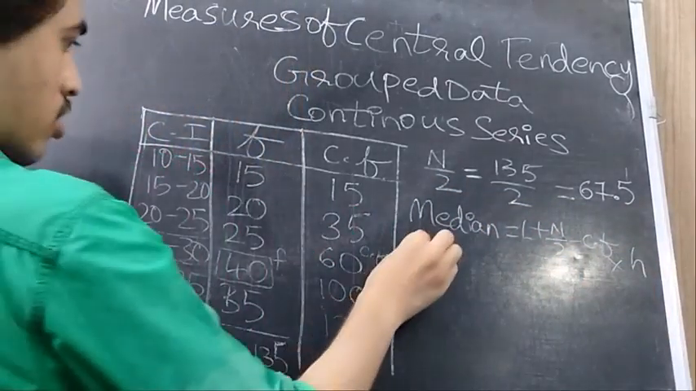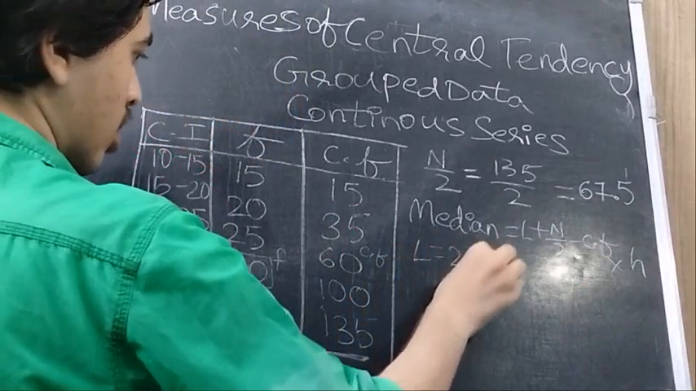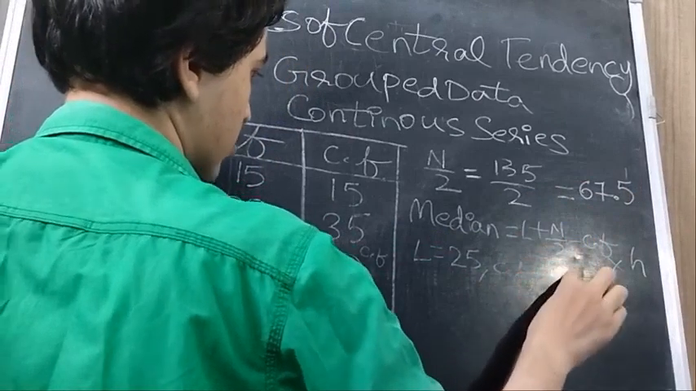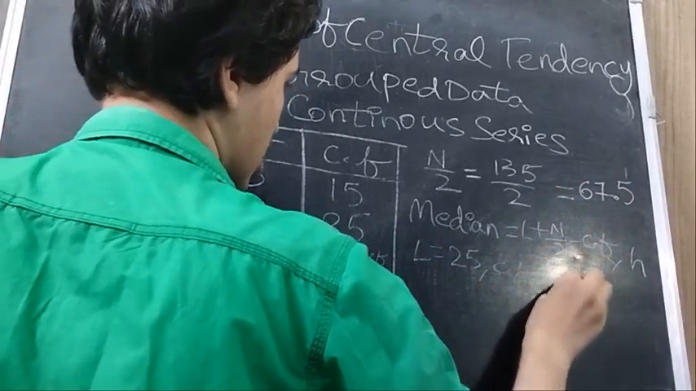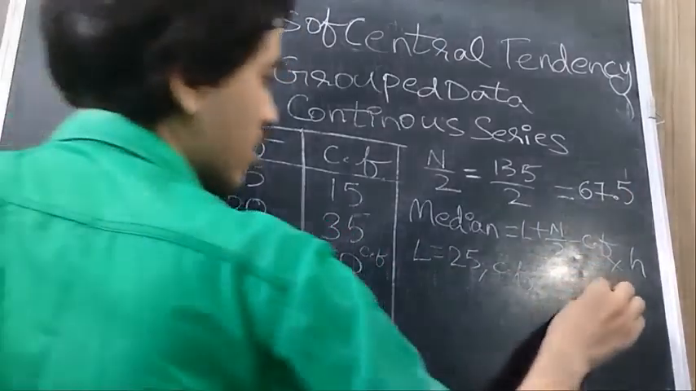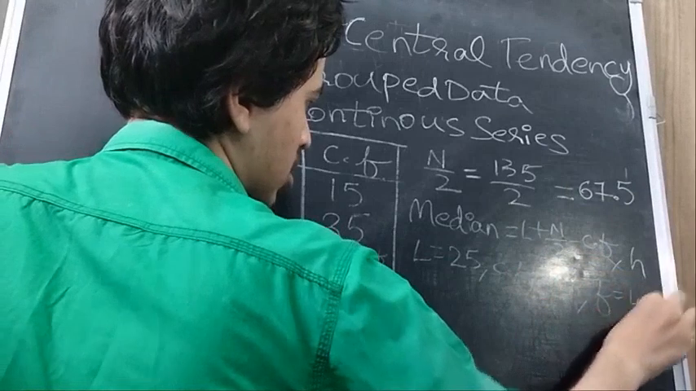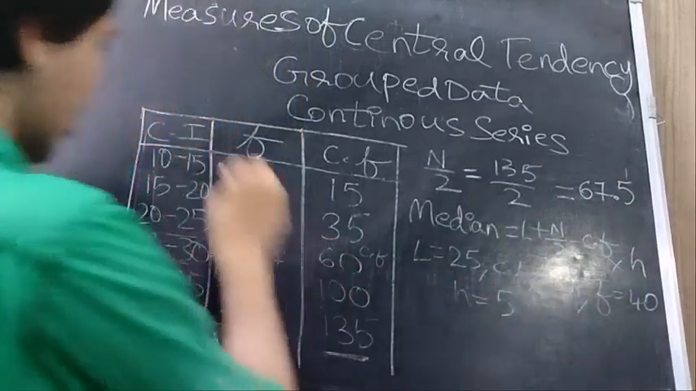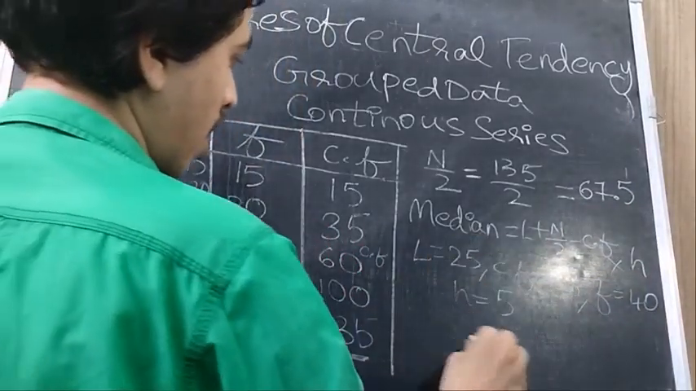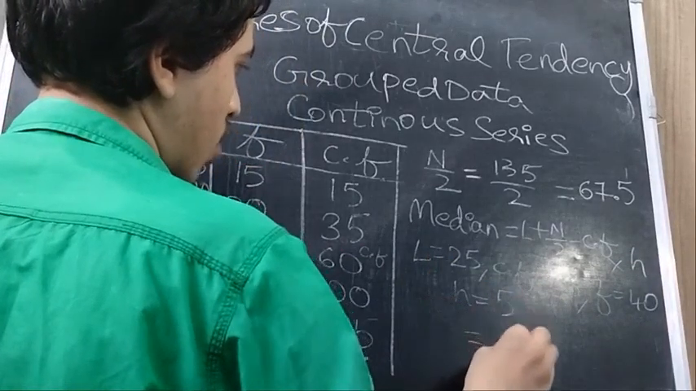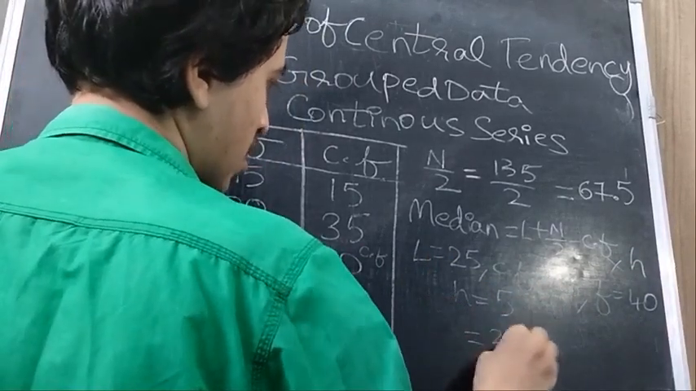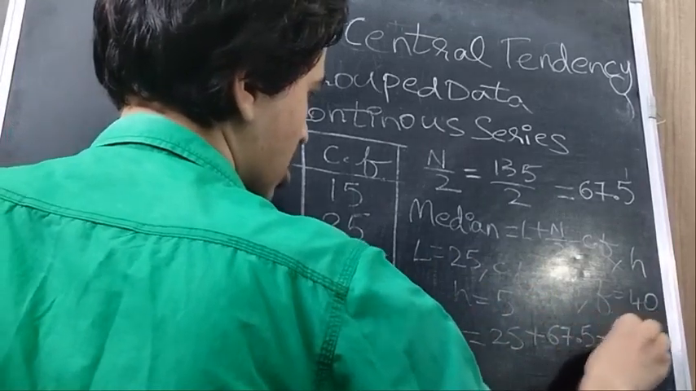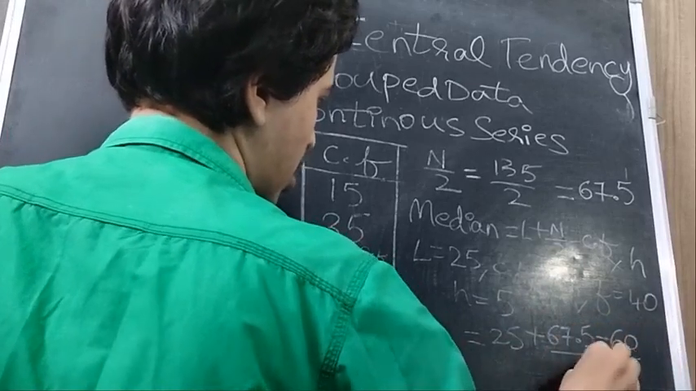Now we know the values. L is 25, n by 2 value we have got, CF is 60, F value is 40 here. I am writing from the table only, nothing new. H is equal to 5, the difference between the class interval. Now substitute in the formula: L how much? 25 plus n by 2 how much? 67.5 minus CF how much? 60 by F how much? 40 into 10.